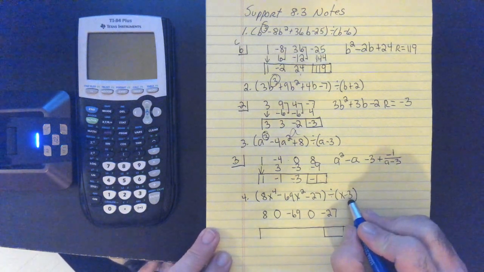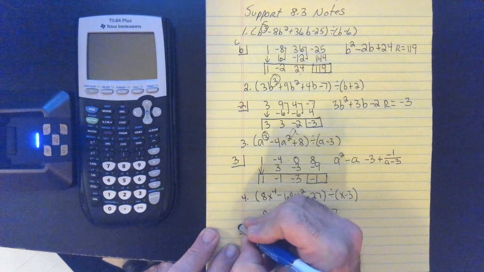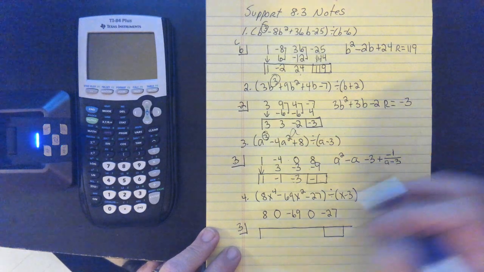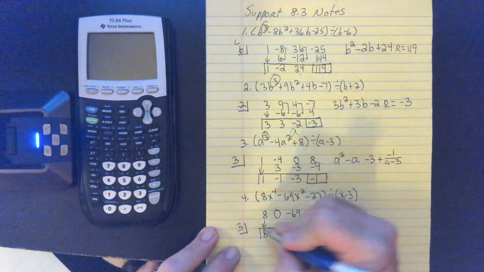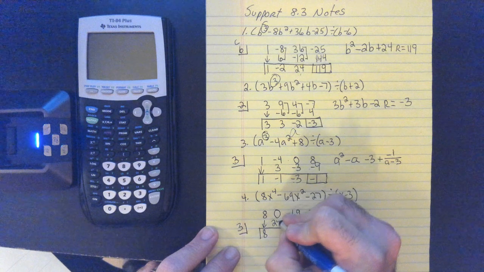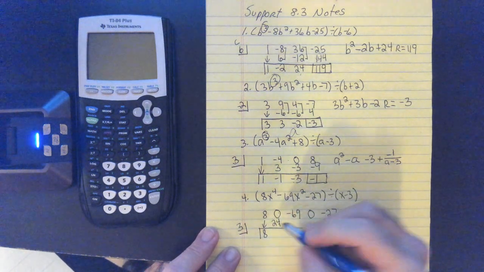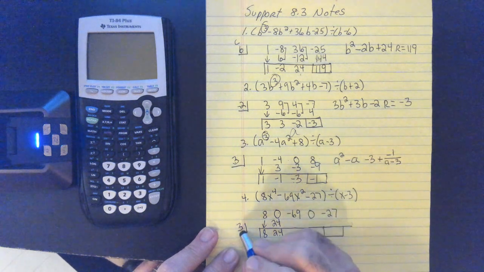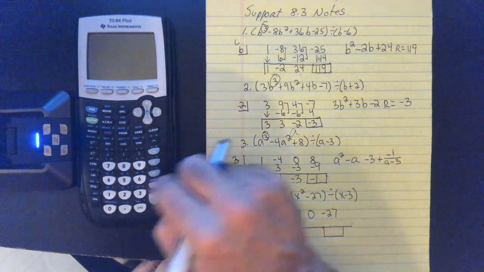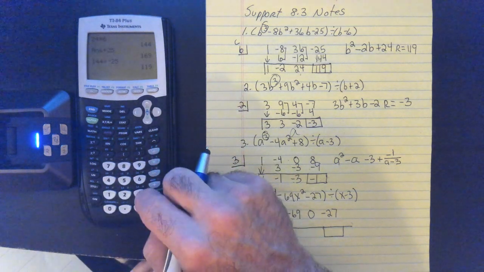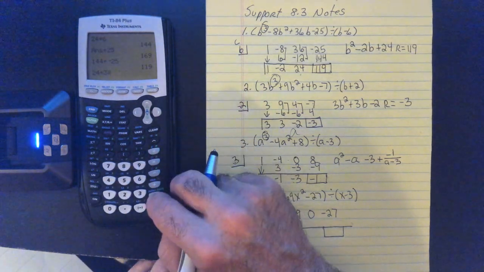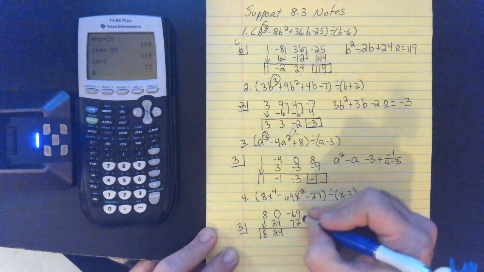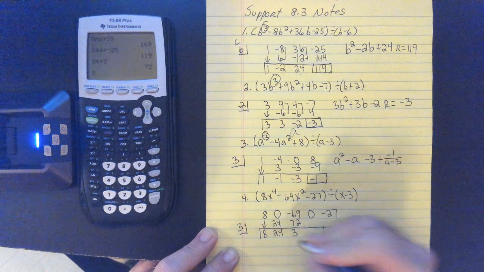Now, since that's a negative 3, my C will be a positive 3. Alright, y'all, here we go. Bring down the 8. 8 times 3 is 24. 0 plus 24 is 24. 24 times 3, it's going to give me 72. 72 and negative 69 gives me positive 3.